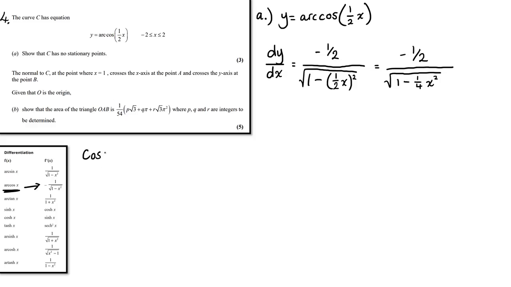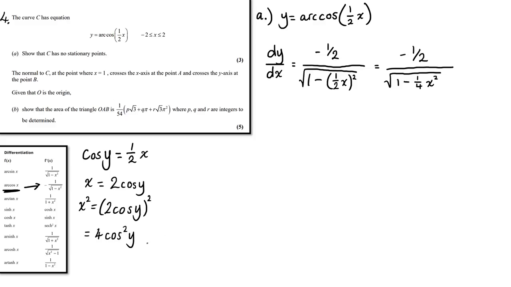So that's going to give me cos y. If you take the cosine of arc cos, they just cancel, and I just get left with a half x. So cos y is equal to a half x. In that case, if I want x, I just times both sides by 2. So x is equal to 2 cos y. Then if we substitute that back in here, first let's just square this. So x squared is going to be equal to 2 cos y all squared, and that's going to give me 4 cos squared y.